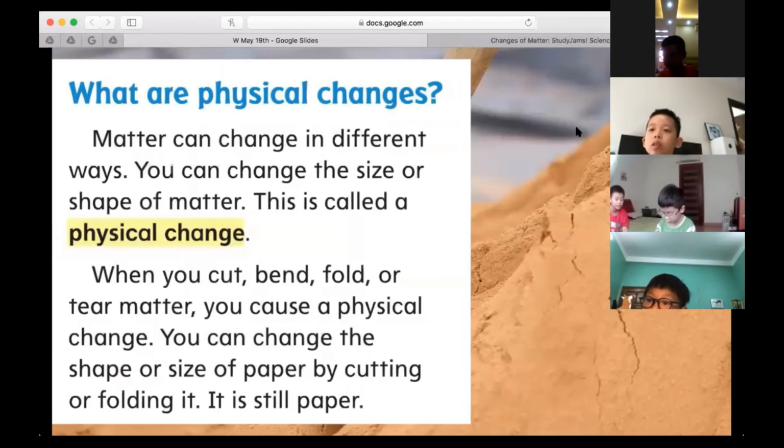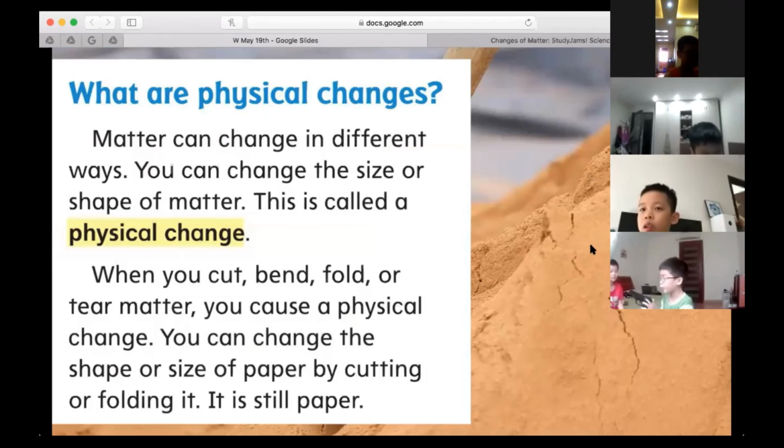What are physical changes? Puppy, can you please read the first paragraph? The first 3 sentences, Puppy. One of physical change. Matter can change in different ways. You can change the size or shape of matter. This is called a physical change. Excellent, very good. And let's see, next sentence. Moon, can you please read the next sentence? Starting with when.